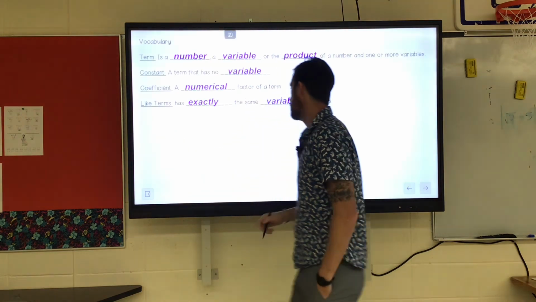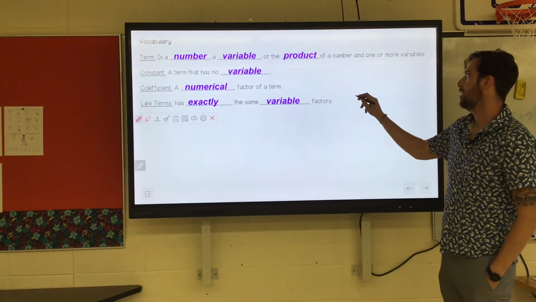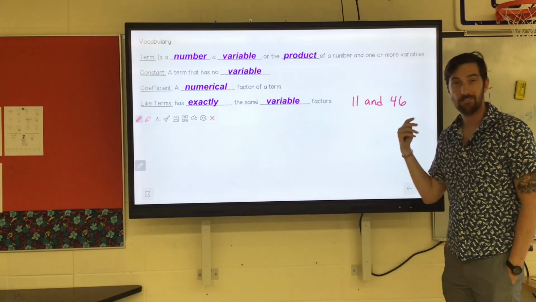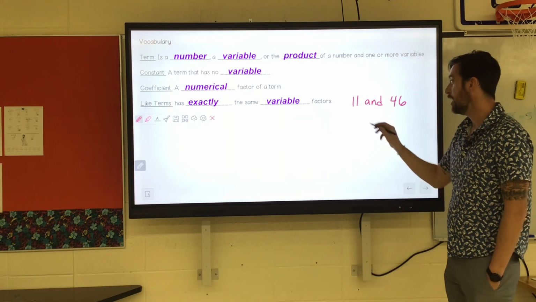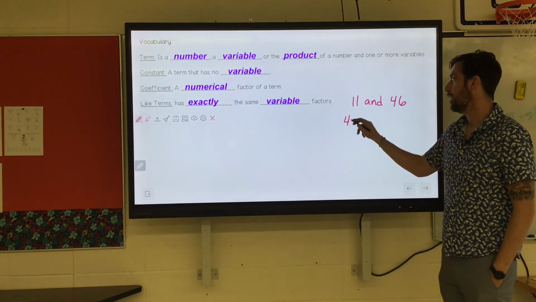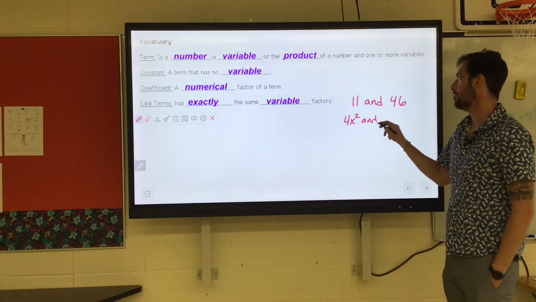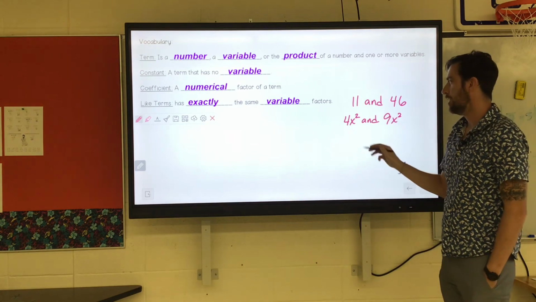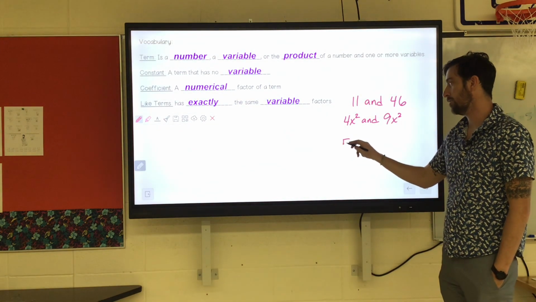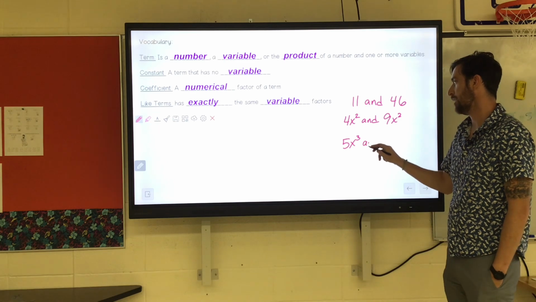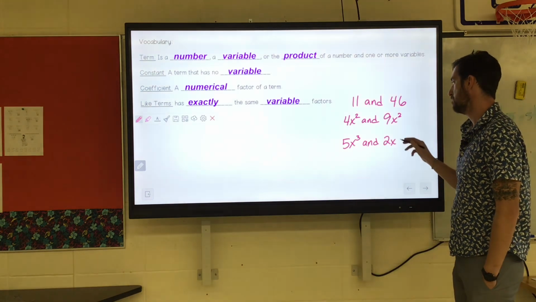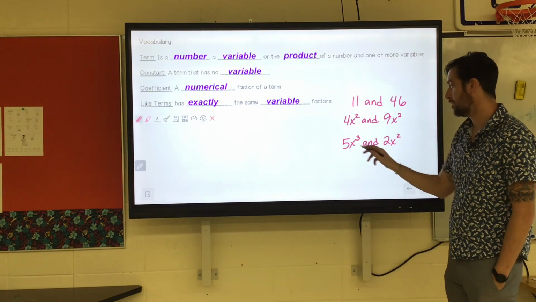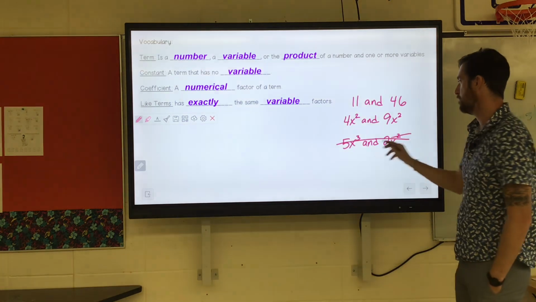So that could be something like 11 and 46. You could add or subtract those because they don't have any variables. You could do like 4x squared and 9x squared. They're both x squared. Those are like terms. Now, if you had something like, and don't write this, 5x to the third and 2x to the second, those have different exponents with the variable combination. So these are not like terms. You wouldn't be able to combine those.